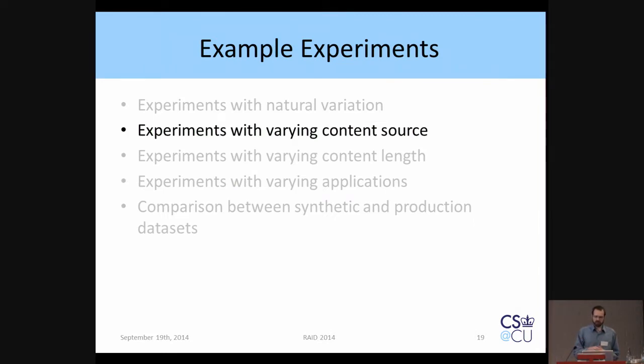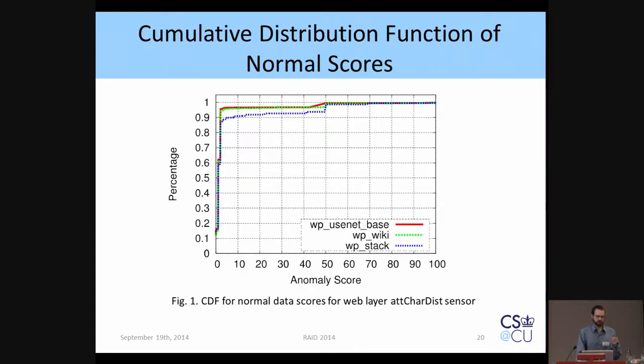So here, for time, I can only go through some highlights of our experimental results. Looking at the experiment with varying the content source, here we have a graph of the cumulative distribution function of the normal score. This means that on the y-axis you have the percentage of scores that were less than or equal to that amount, and on the x-axis you have the actual score.